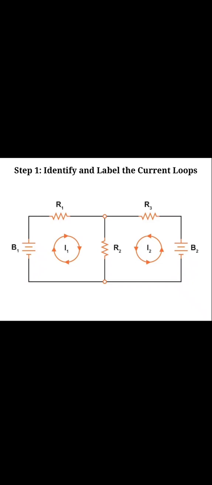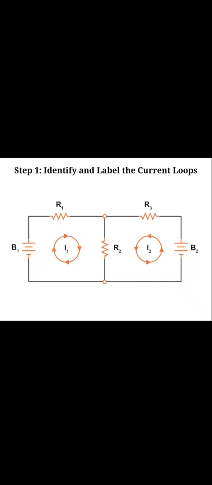So we can assign the current direction. The current flows only in a closed loop. When the circuit is closed, only then is the current present. Otherwise, in an open circuit, the current will be 0. So here B1, R1, R2 and B1 is a closed loop. One current, I1, is flowing through the first mesh, and the second current, I2, flows through B2, R2, R3 and B2.